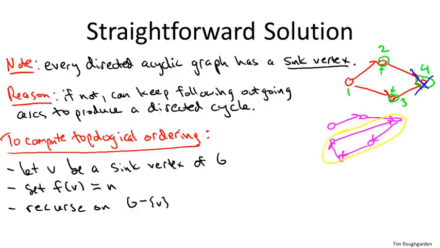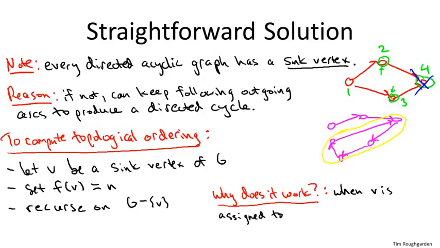The second thing we have to argue is that we really do produce a topological ordering. Remember what that means: for every edge of the graph, it goes forward in the ordering. That is, the head of the arc is given a position later than the tail of the arc. This simply follows because we always use sink vertices. Consider the vertex V, which is assigned to position I. This means that when we're down to a graph that has only I vertices remaining, V is a sink vertex. So if V is a sink vertex when only the first I vertices remain, what property does it have in the original graph?